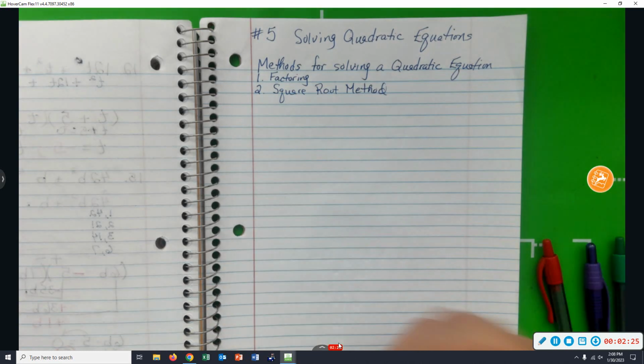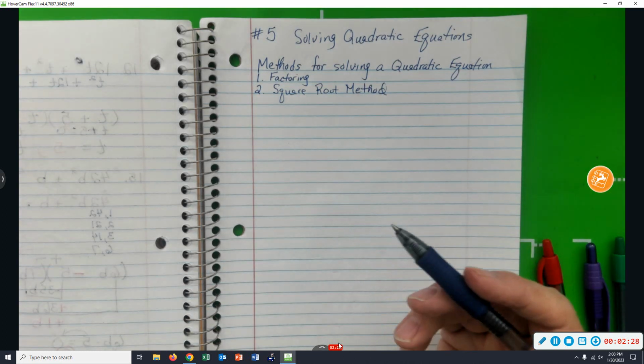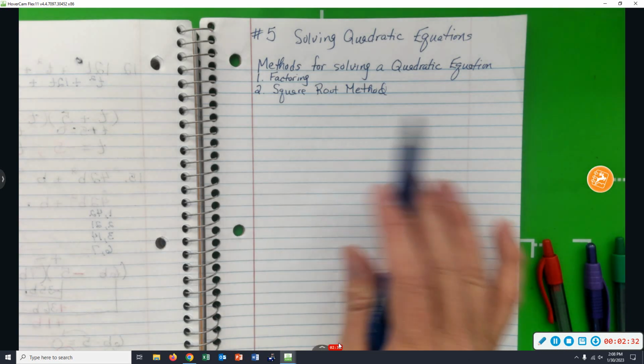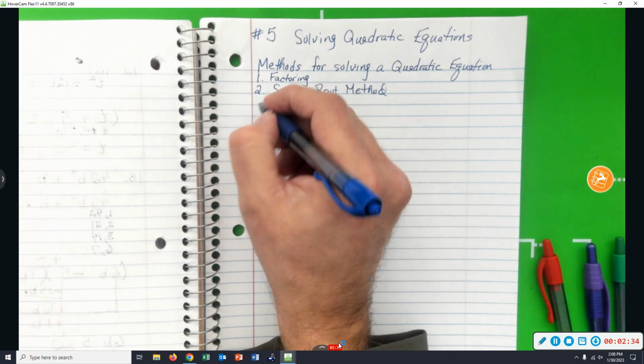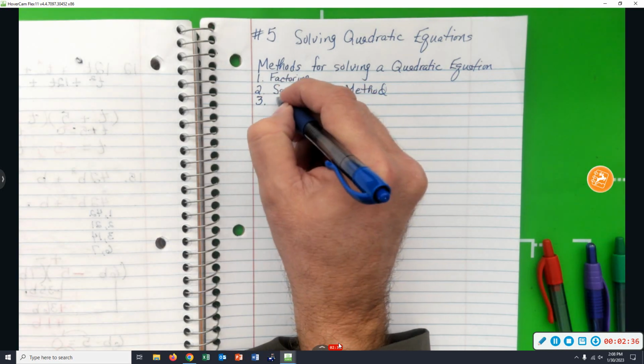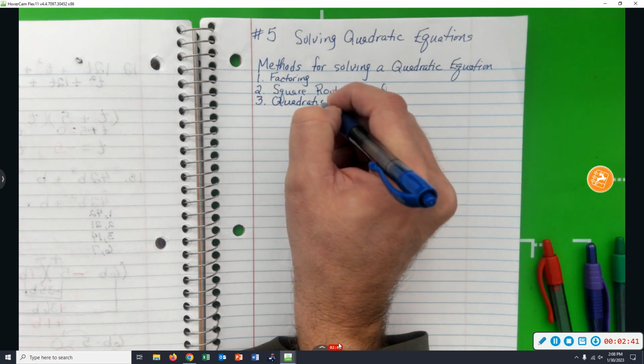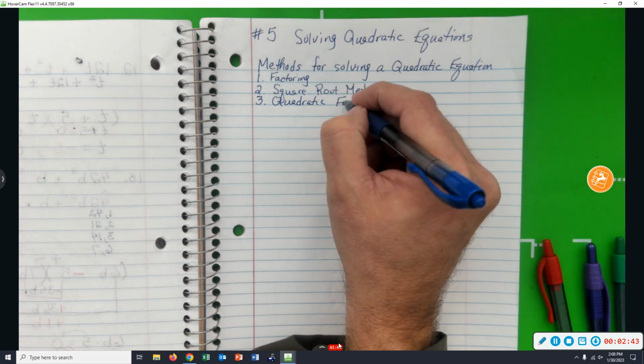And completing the square, we're not actually going to do today. That's a third method. I don't normally write that down. No, but we just mentioned that. We'll see completing the square when we get to circles. It works better with circles. And so the third method we'll see today is the quadratic formula.